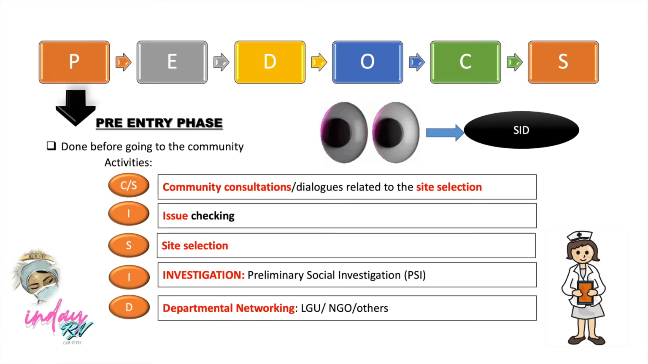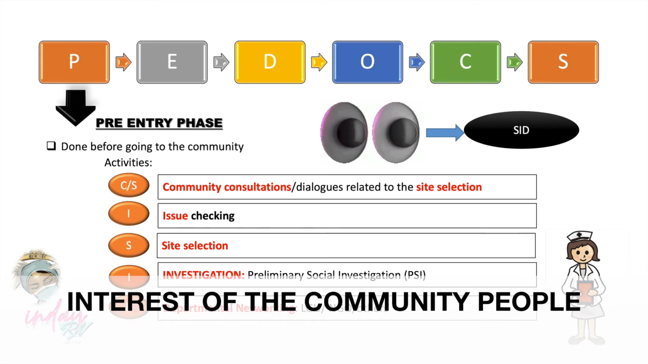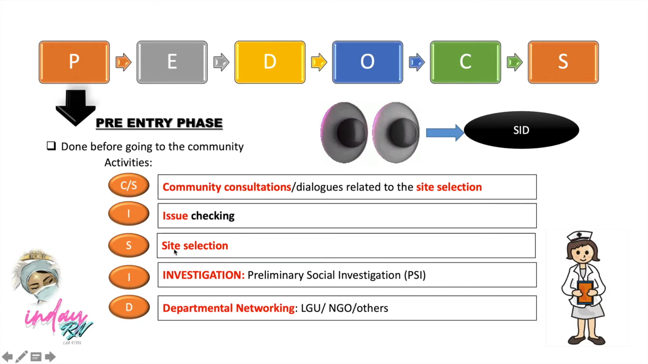Okay, and the last one here in the issue checking is the interest of the community. Are the people from the community accepting the program? If they are not accepting the program, then that's a big issue. As we mentioned in the last video, the community should have the basic interest. Okay, got it? Now, let's move to the site selection.